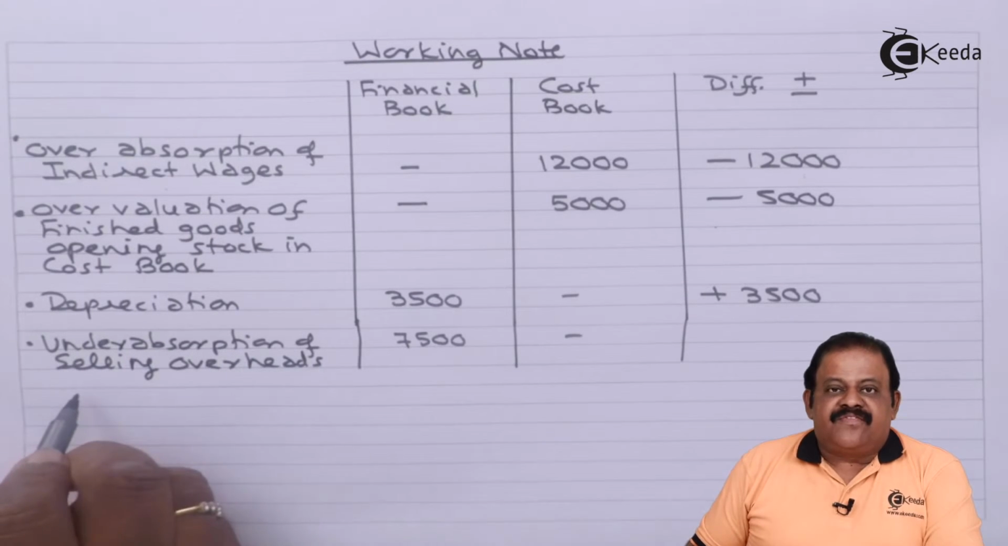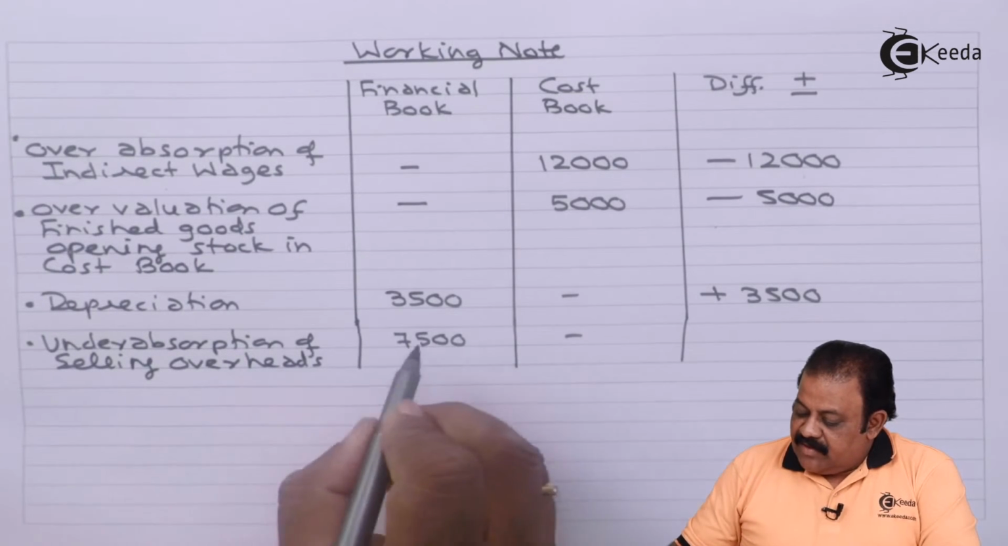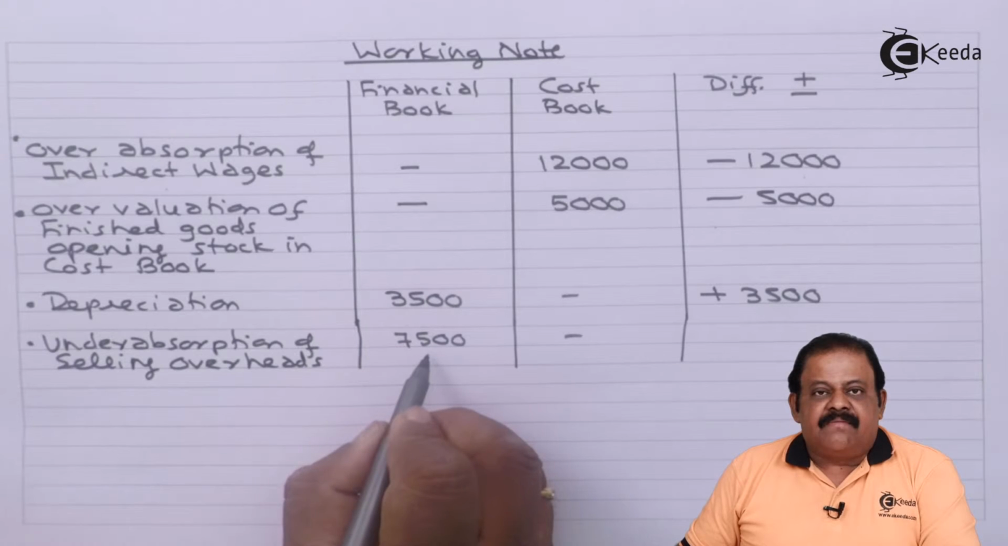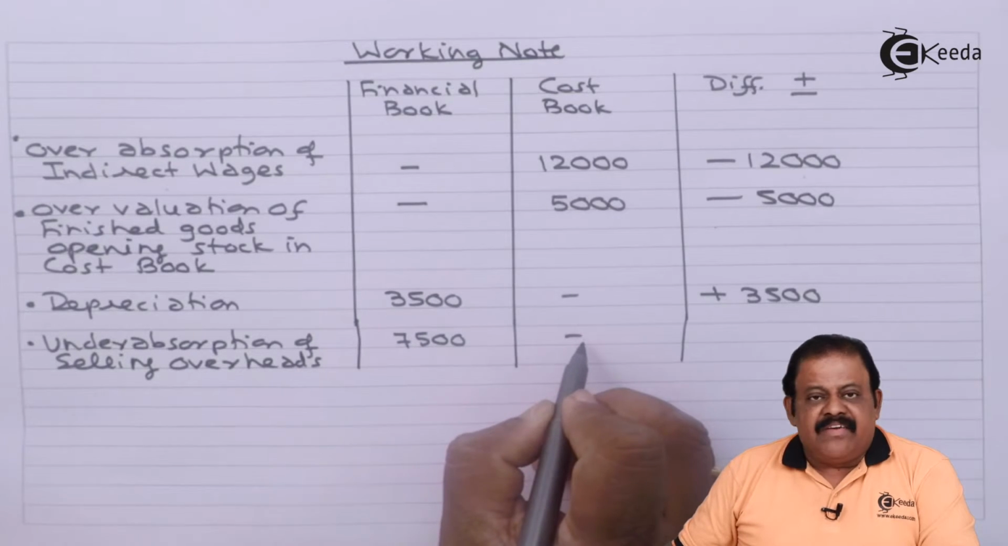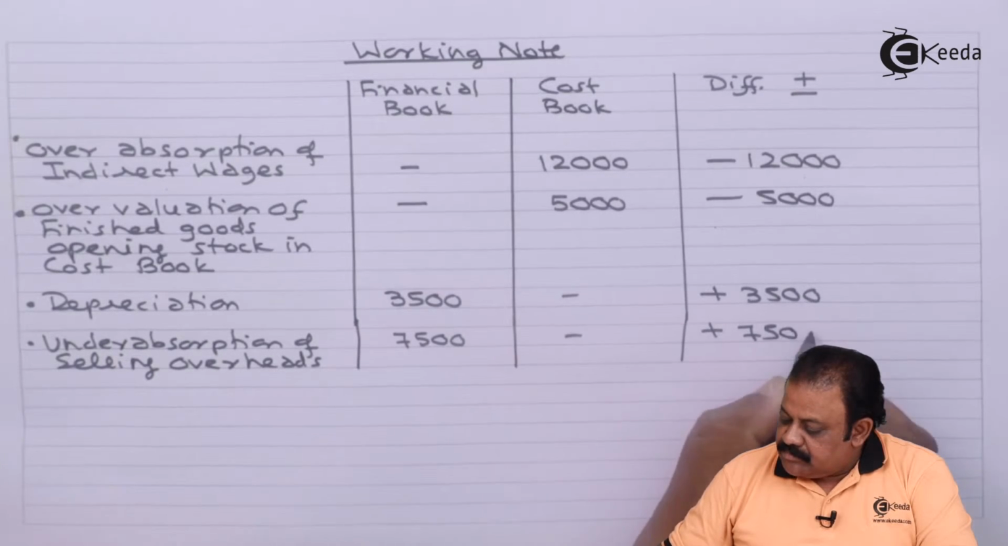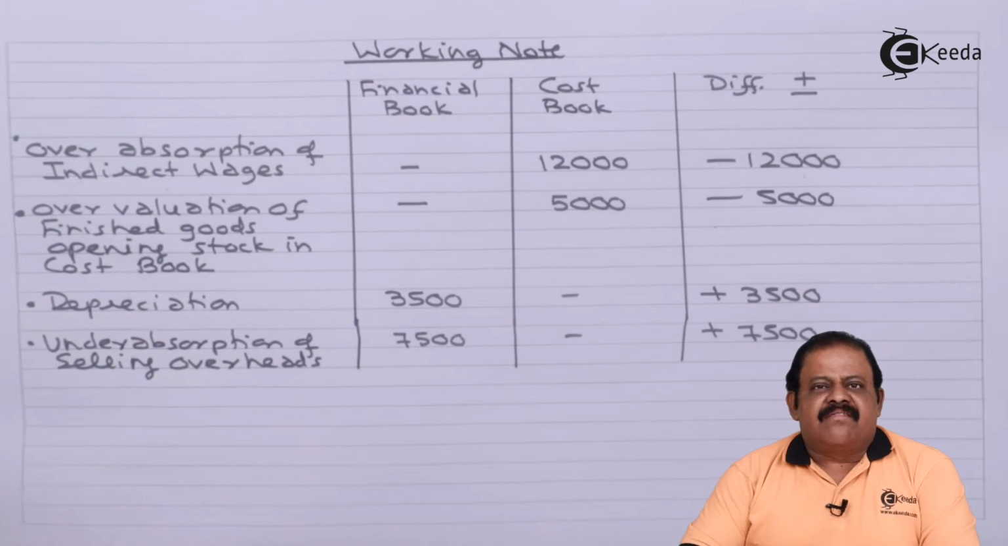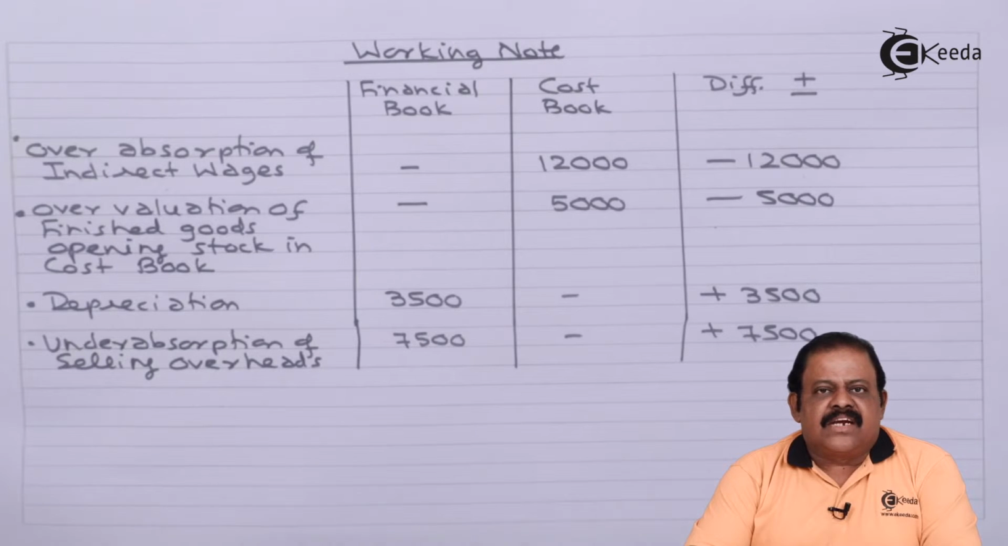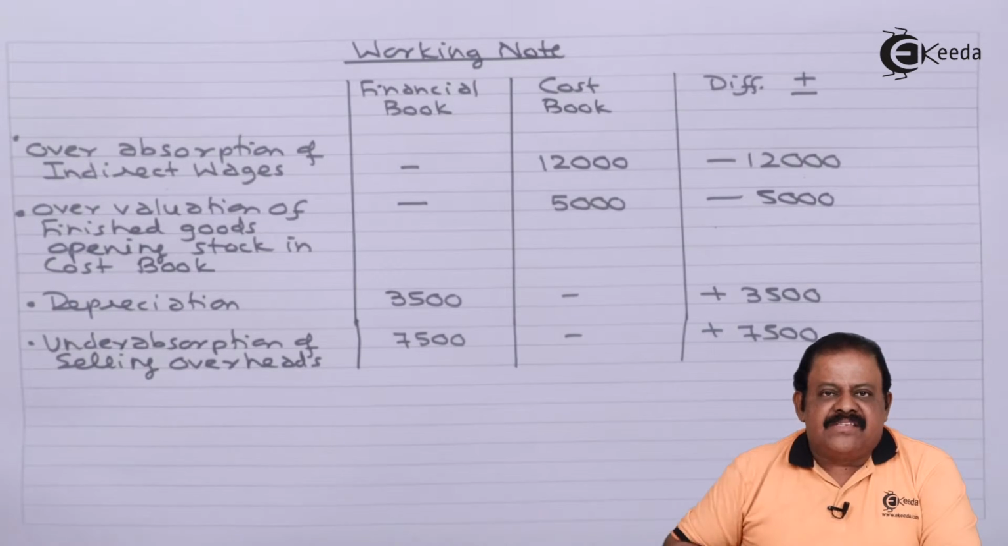Under absorption of selling overheads. In financial book we have 7,500. In cost book we don't have anything. So here it will be plus 7,500. We have fixed the signs required for profit reconciliation statement. Now we'll prepare profit reconciliation statement.